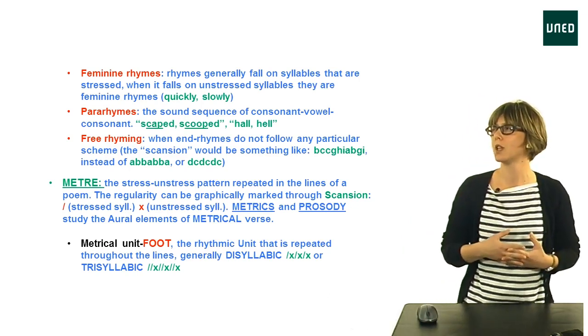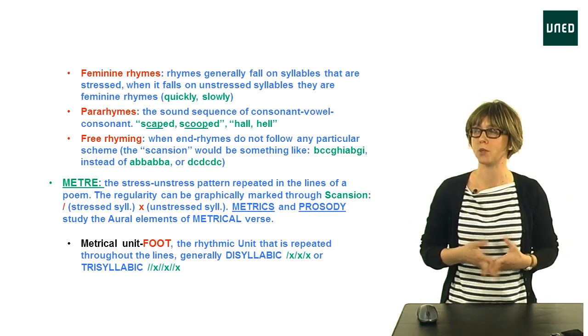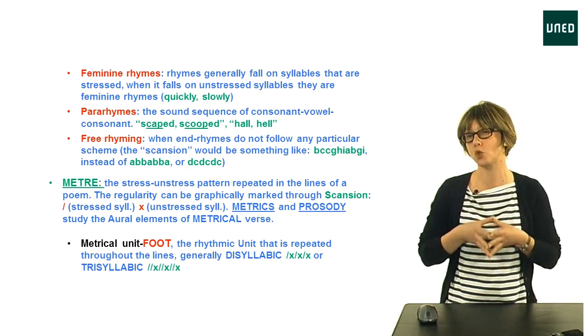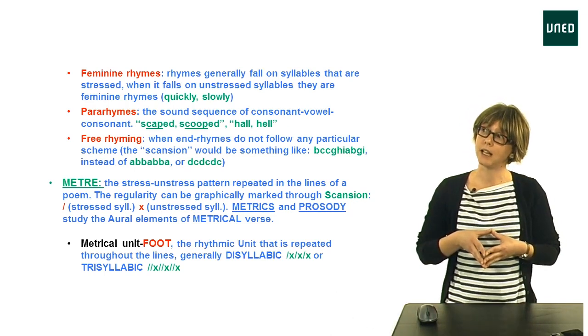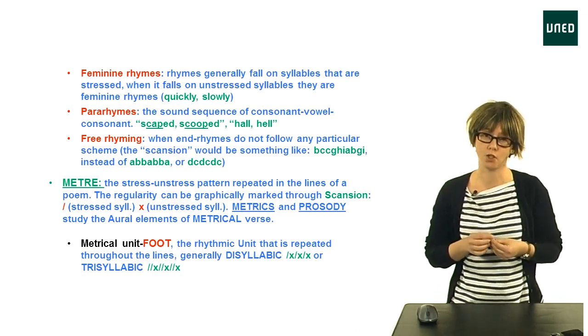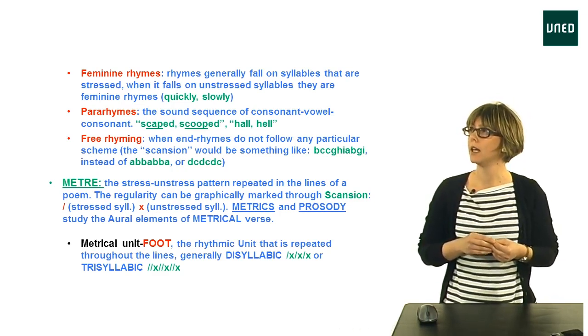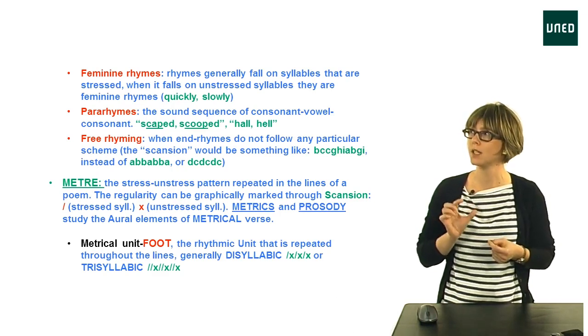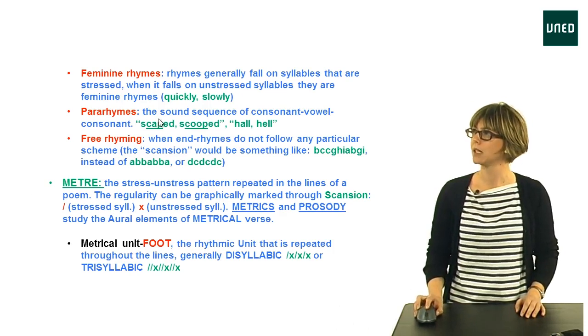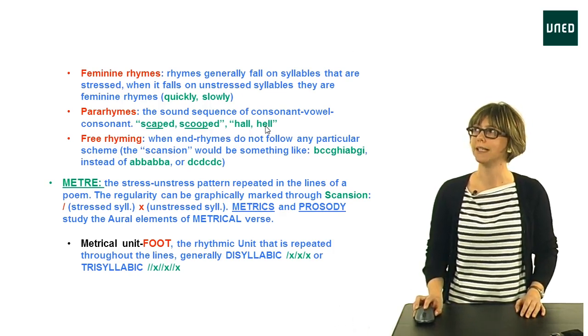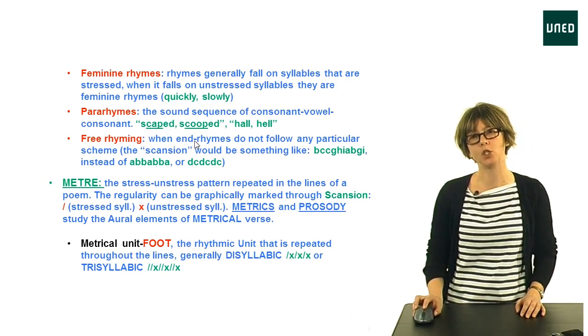Rhyme in general falls on syllables that are stressed. When the rhyme falls on unstressed syllables, they're called feminine rhymes, as in quickly and slowly, where the rhyme is in the last E, which is not stressed. Pararhyme is the sequence of consonant, vowel, consonant, as in the example, scaped, scooped, or whole, hell.